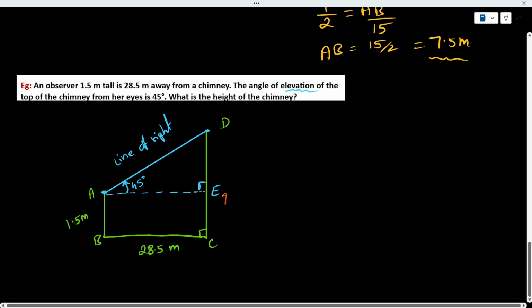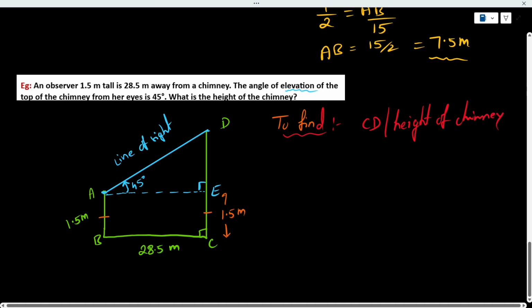Here also, now what is the other marking you can do here? You know that EC, which is this, will be equal to this, because it is 1.5 meter, right? So what we need to find is CD, which is nothing but the height of the chimney, right? Height of chimney. How are you going to get it here? How are you going to solve it?